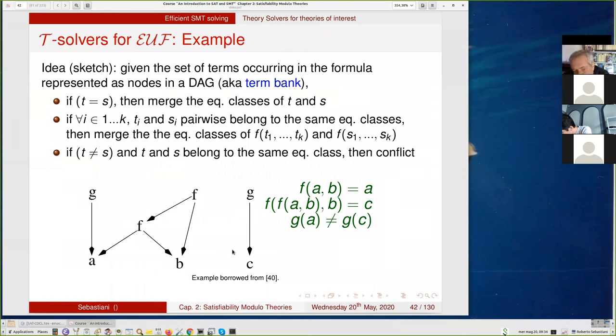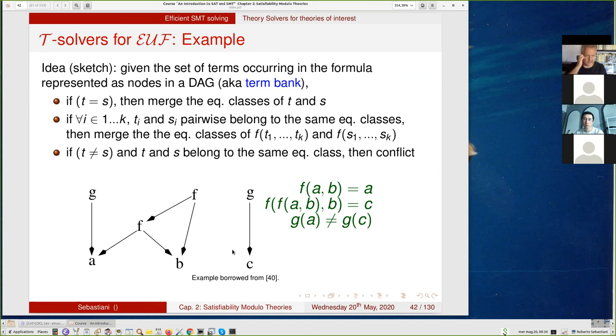First of all, remember that in an SMT solver, terms are organized as a DAG, a data structure which is typically called a term bank. All the terms occurring in all the formulas and theory atoms are organized in one big DAG, so that you can share common subterms. This is called a term bank in an SMT solver.